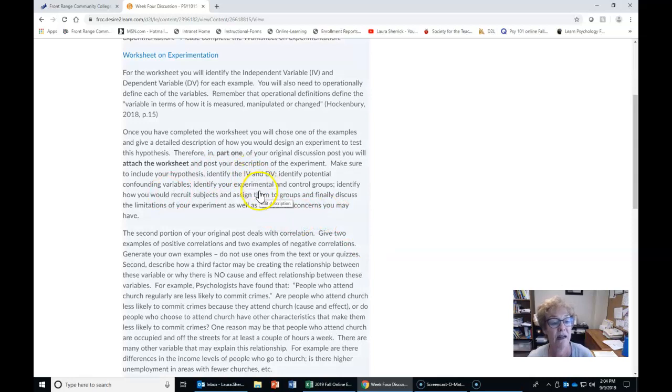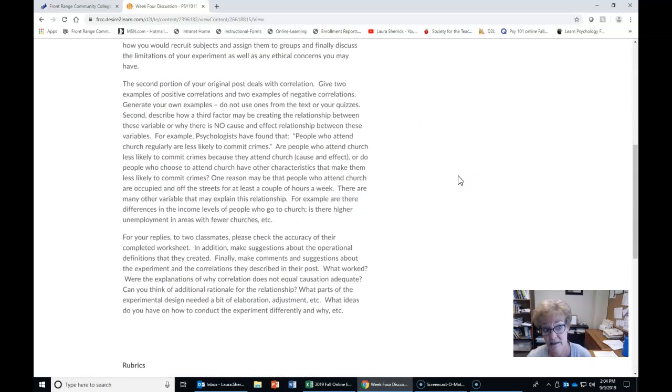So identify confounding variables. Tell me who your experimental group is, who your control group or groups are. Identify how you're going to recruit the subjects, how you're going to assign them to the experimental groups or the control group, and any ethical concerns that you may have as you're running this. And the particularly hard part of that one that we discussed would be how are you going to measure psychological well-being and whether or not their psychological well-being has improved?